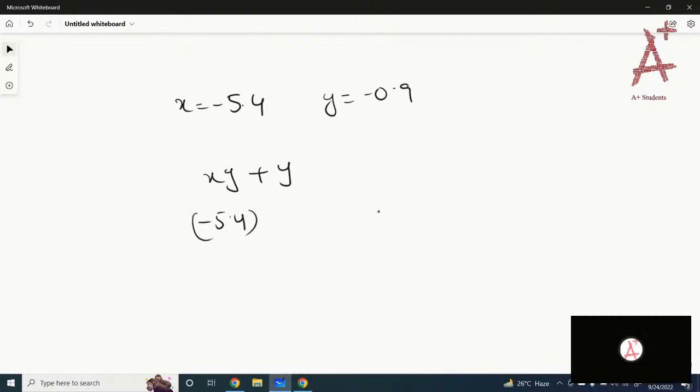Okay, the next one is evaluate the expression for x equals negative 5.4, y equals negative 0.9, and the expression is xy plus y. What you have to do is plug in all the values. The x is negative 5.4, y is negative 0.9, and plus y is again negative 0.9. So just evaluate these values. You are multiplying two negative numbers, so the answer must be positive.